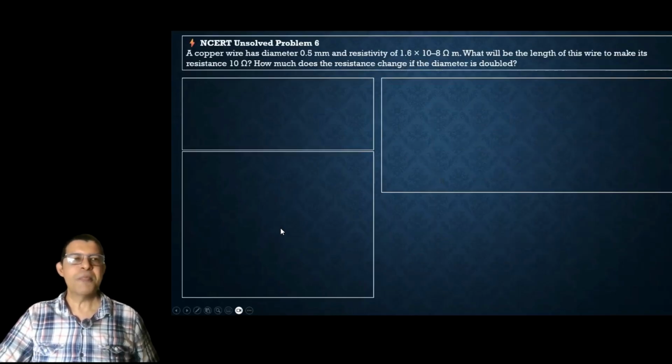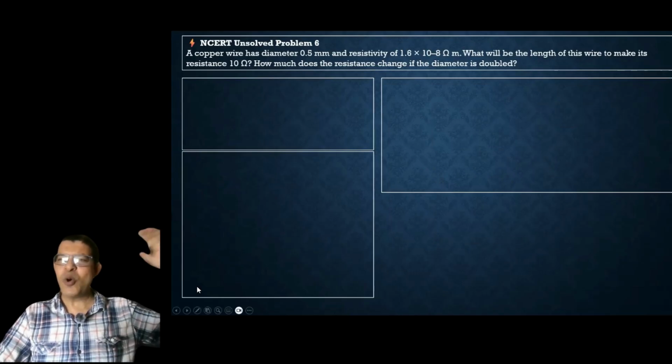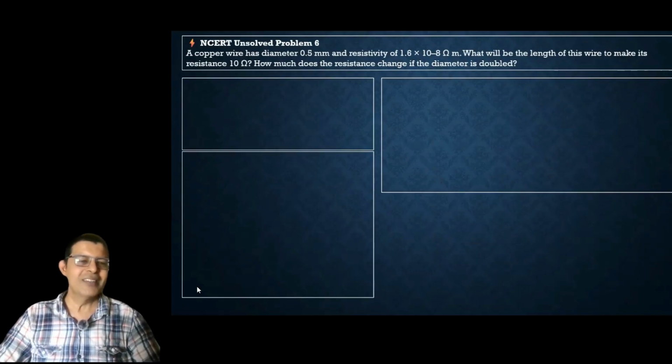See the final question. Problem number 6. Final question. Finally, you will meet your 3 crore ka objective, 3 crore ka goal. Kaun banega crorepati ka goal? So now, what is given in this problem?